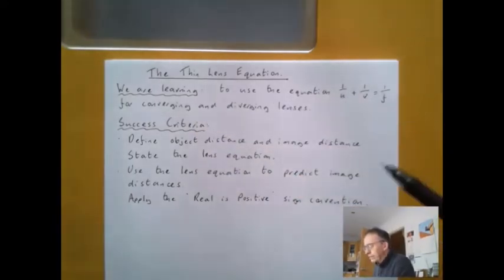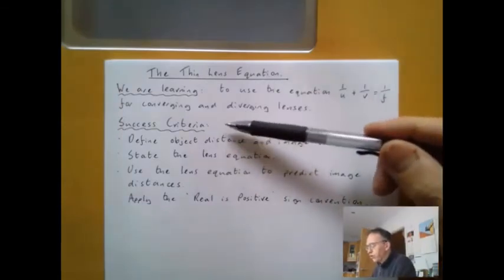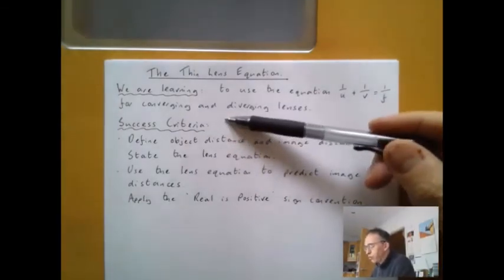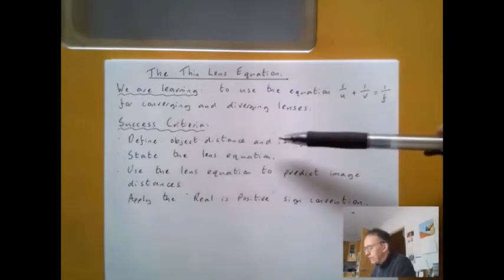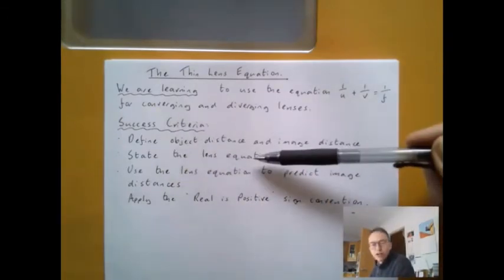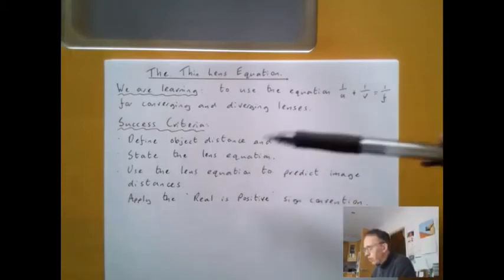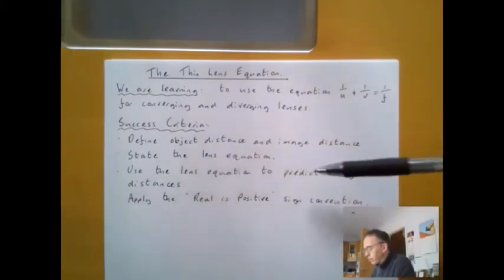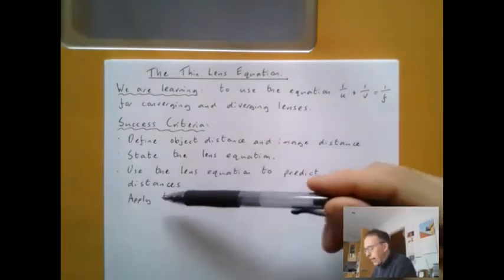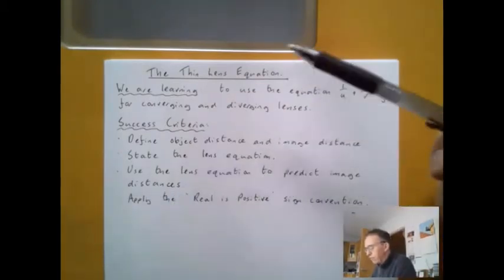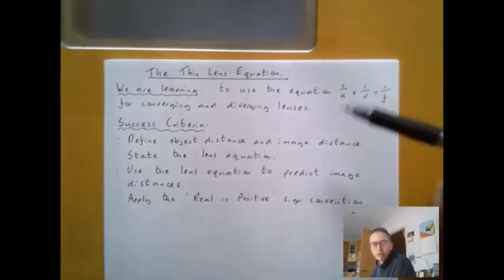Now, the success criteria, in other words, what you should be able to do in the course of this lesson: we will define what is meant by object distance and image distance. We will state the lens equation. We will then use the lens equation to predict image distances in different situations. And in order to do that, we'll have to be able to apply the real is positive sign convention.